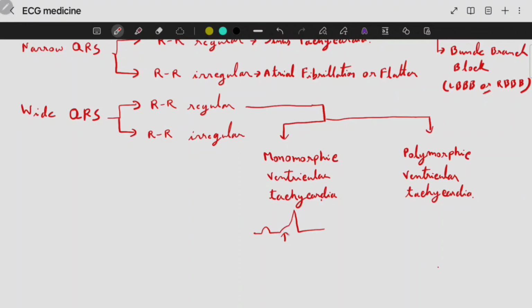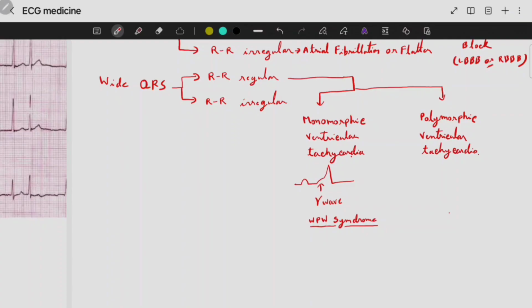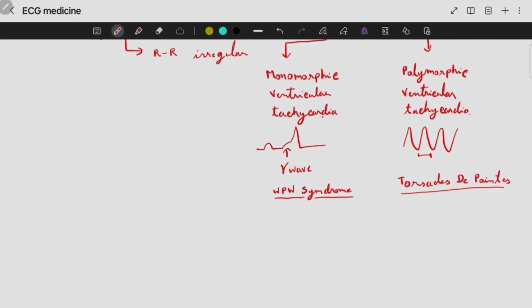There is an additional wave called delta wave. It is seen in WPW syndrome, that is, Wolff-Parkinson-White syndrome. And if it is polymorphic ventricular tachycardia, their ECG is this type, wide QRS complex, but the QRS complex morphology changes. It is seen in Torsades de Pointes.